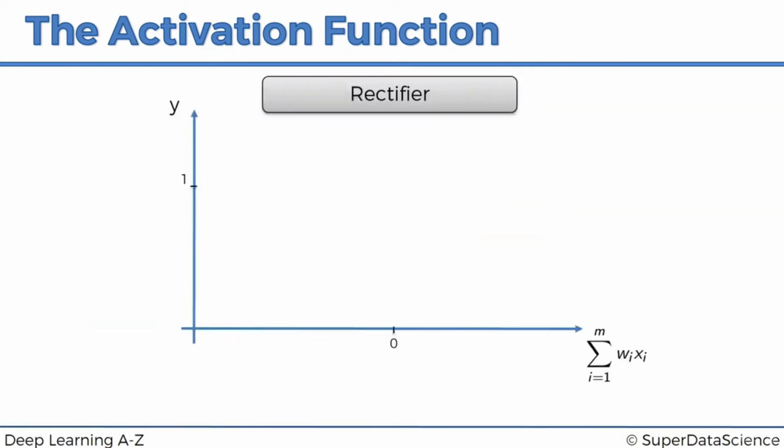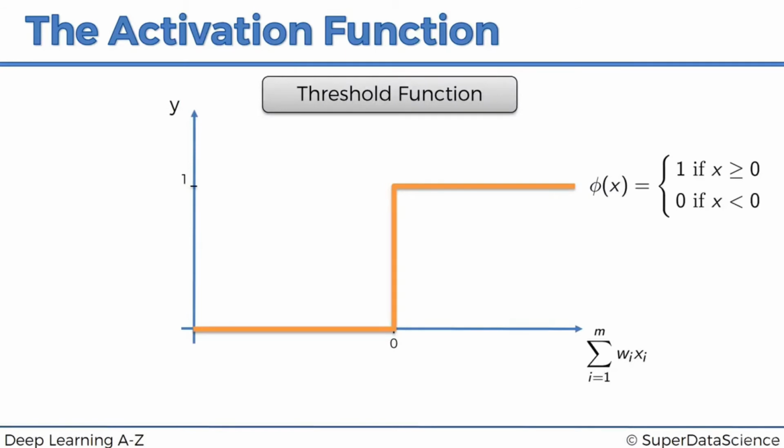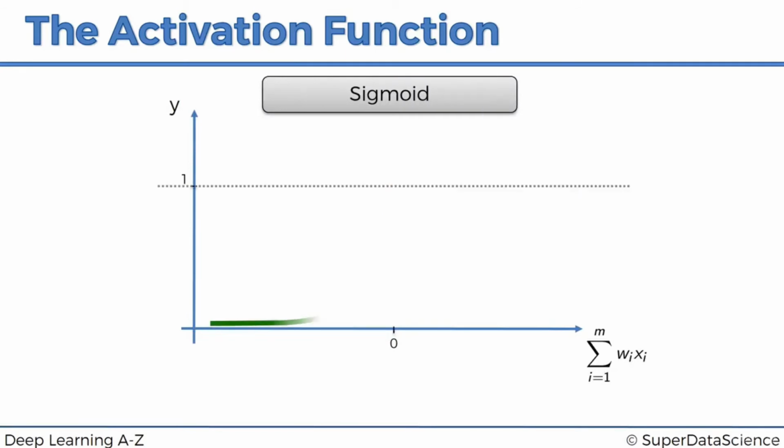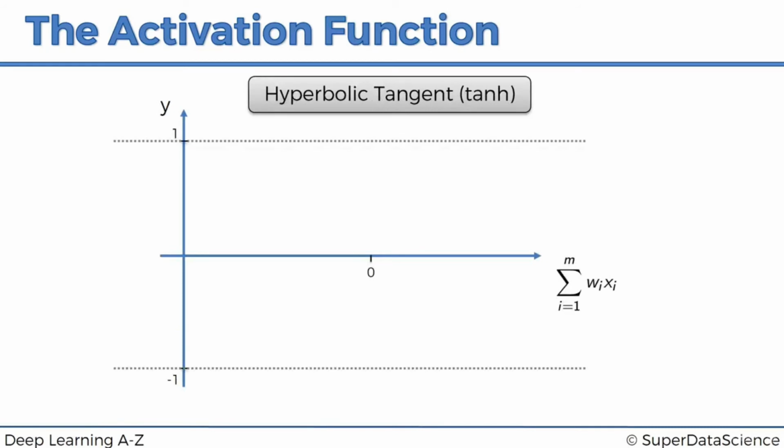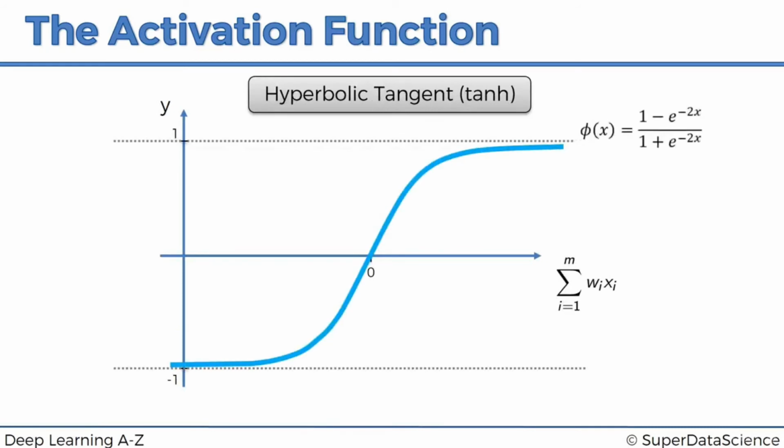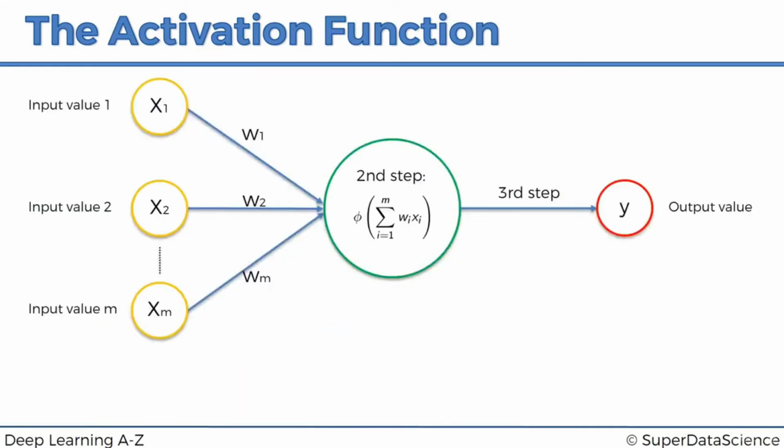So just to quickly recap, we have the threshold activation function, which looks like this, the sigmoid activation function, which looks like this, we have the rectifier function, and we have the hyperbolic tangent function. And now to finish off this tutorial, let's quickly do a few exercises. So we'll just do two quick exercises to help that knowledge sink in.